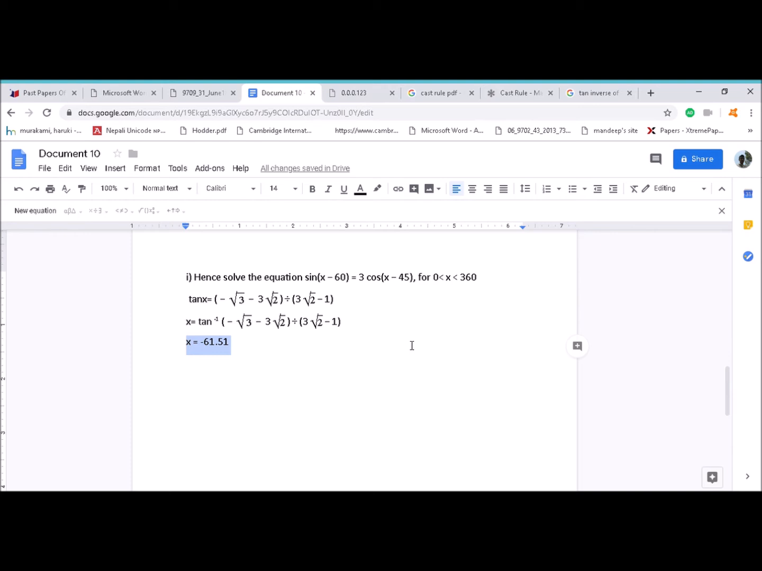Now you have to use the CAST rule, or whatever rule you want, but I like to use the CAST rule because it's super easy to learn. So if it's a case of tan, we add 180 degrees, or 360 degrees, or multiples of 180. We use the multiples of 180 and add. So we add 180 plus minus 61.5.